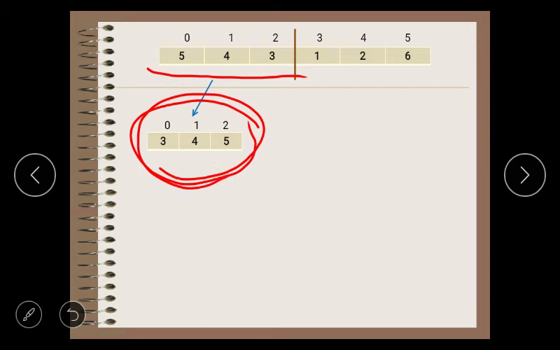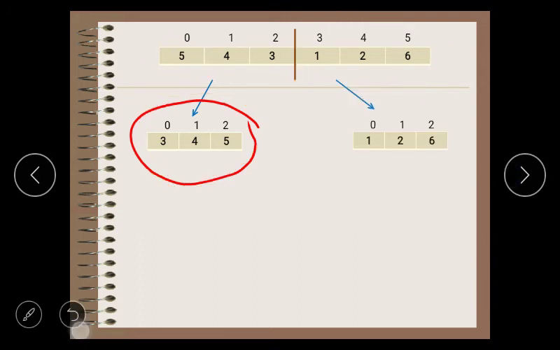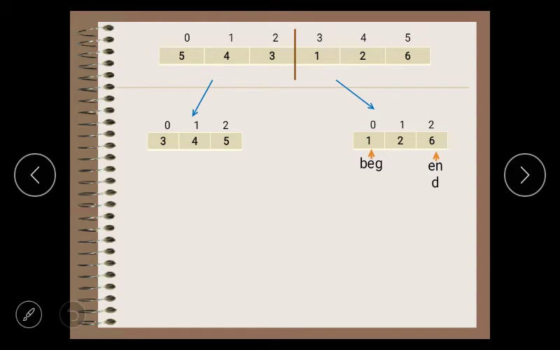Now we will consider the right sub array. The same process will be done here in the right sub array. To start the process, we need to take the two variables, beginning and ending, where 1 is the beginning and 6 is the ending. Is beginning less than end? Yes. So find the middle. That middle is equal to 1. So divide the array into two halves, left array and right array. Consider the left array first. This is the left array.